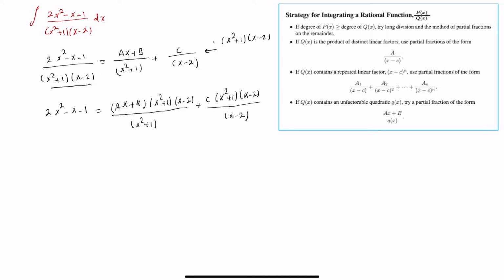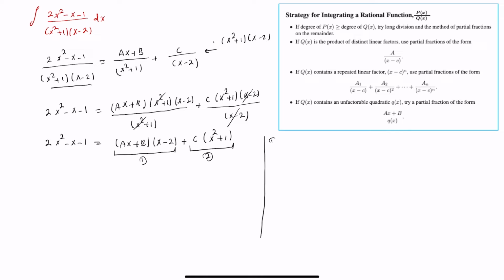Now let's simplify. Notice that this term will go with this term, and then for c, this term will go with this term. So that's going to be 2x squared minus x minus 1 equal to ax plus b multiplied by x minus 2, plus c multiplied by x squared plus 1. Now I'm going to multiply these together, and also I'm going to multiply these together. I'm going to call this number 1 and this number 2.